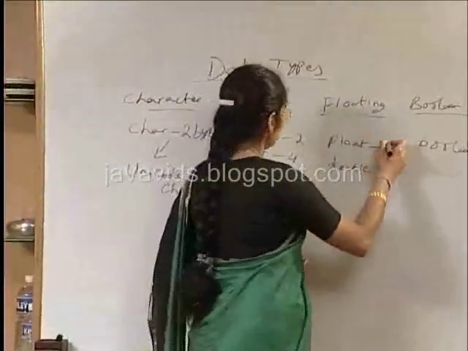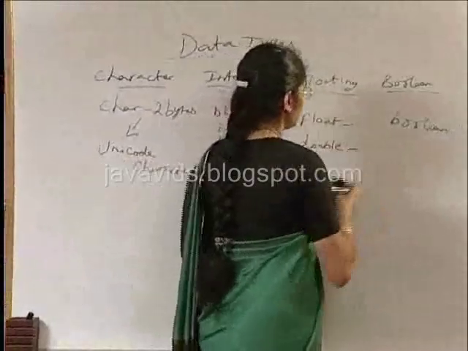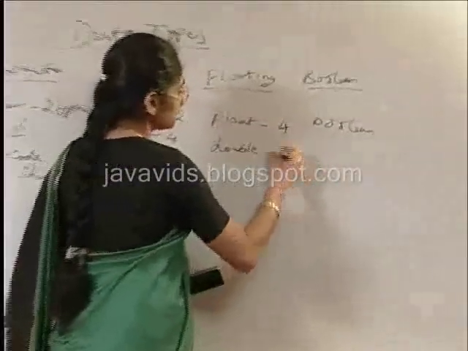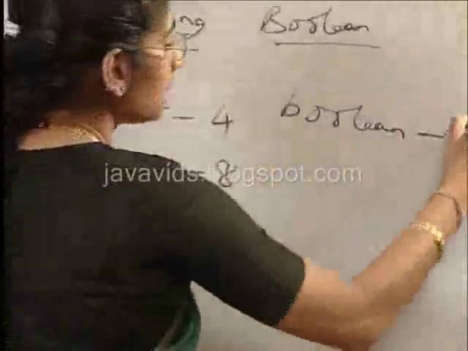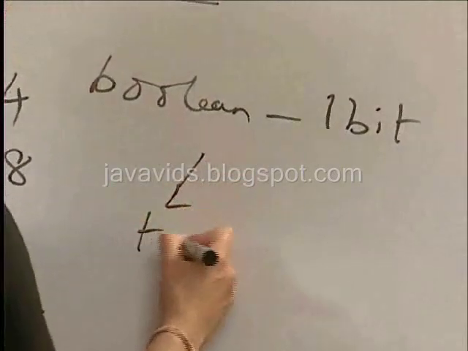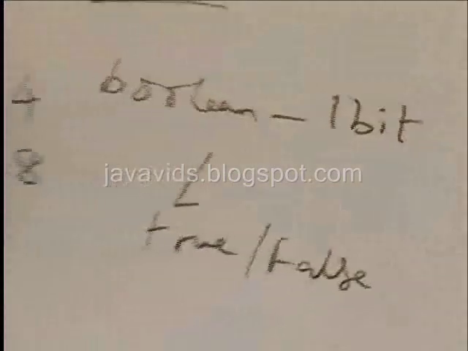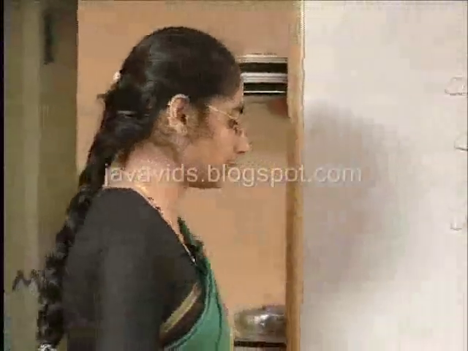Again, float is 4 bytes, double is 8, and Boolean is 1 bit. For Boolean, the values can only be true or false, all in lowercase. These cannot be replaced with 1 and 0 like we used to do in C.